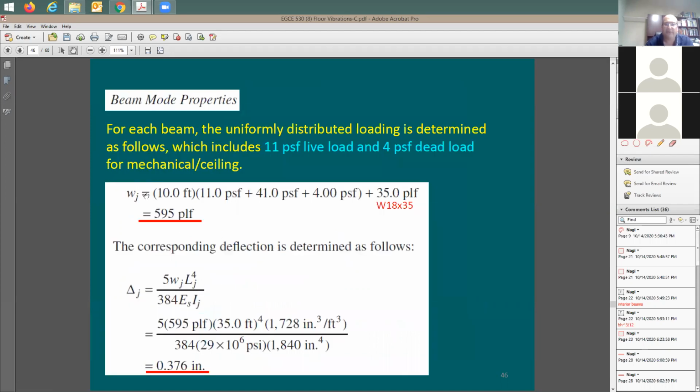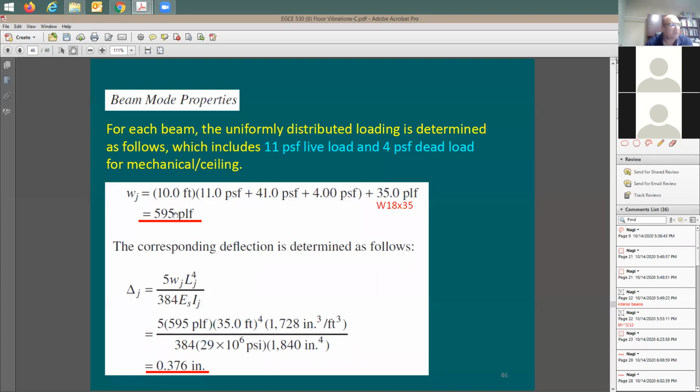Now you need to find the weight. My understanding is the weight of the beam itself is 35 pounds per linear foot. The weight of the concrete deck and the metal deck is 41 psf. You have an additional 4 psf, and then 11 psf of live load. And of course, 10 feet is going to be the width.